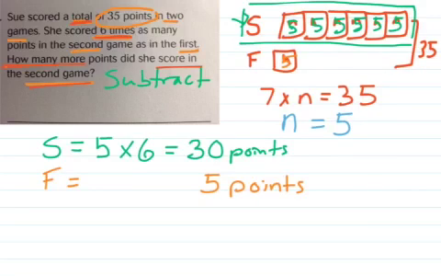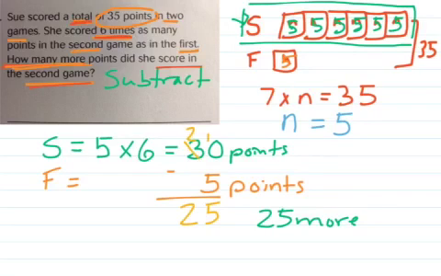All right, since we want to know how many more, we're going to subtract 30 minus 5. I'm going to borrow, which gives me 5 down here and 2. So she scored 25 more points in the second game than in the first game.